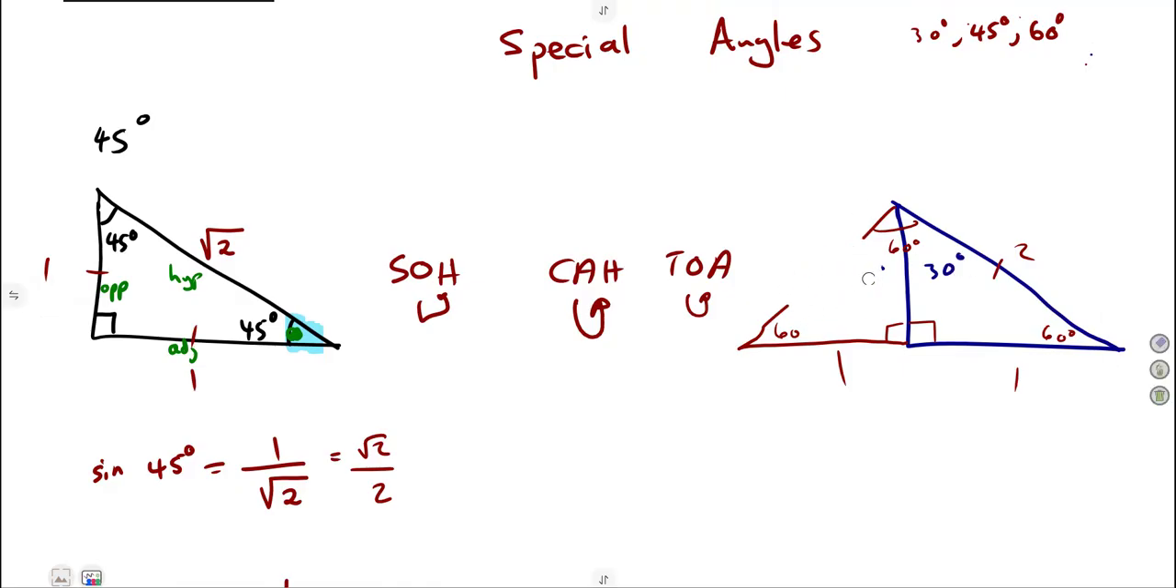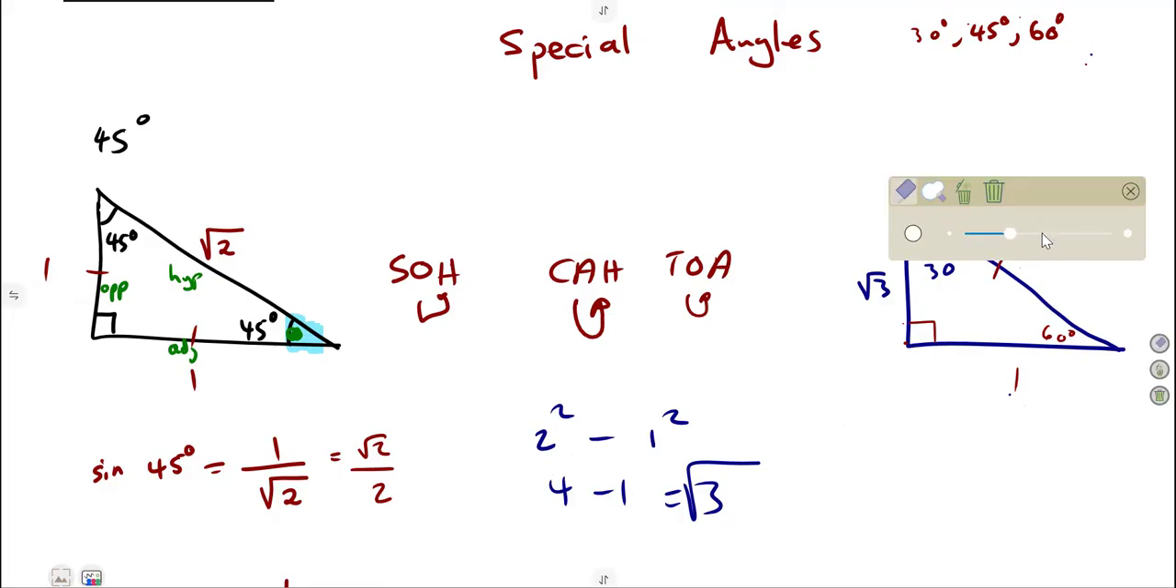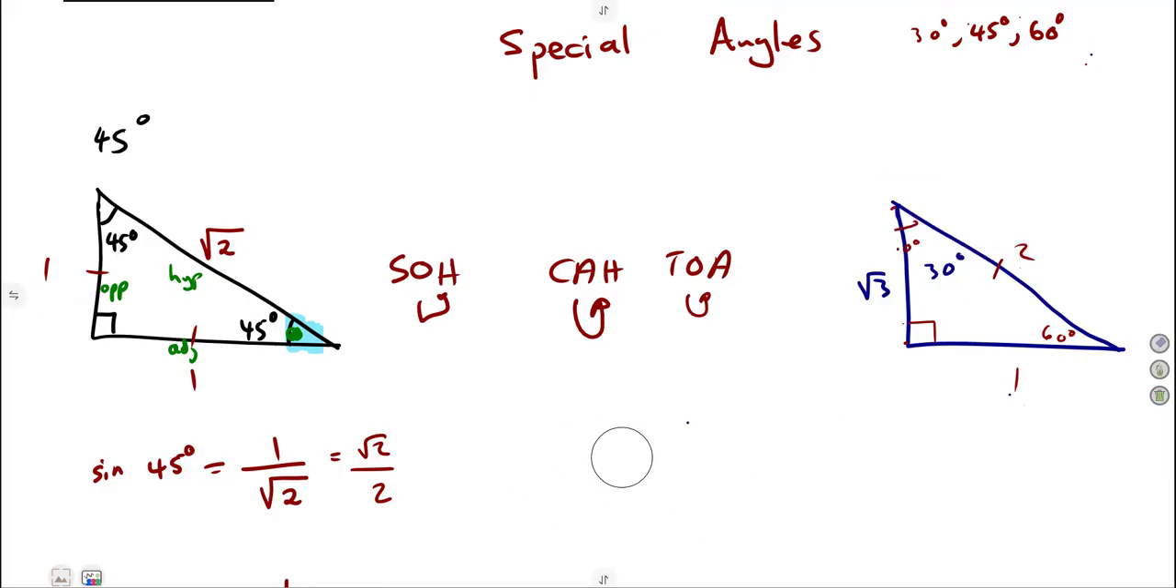Considering this triangle here, let us apply our Pythagoras theorem to calculate the third side. We're going to get square root of 3 from hypotenuse squared minus the shorter side squared. So that's 4 minus 1, which is 3, but it must be under the square root. So use your Pythagoras, you're going to get square root of 3. So now we can determine our ratios.